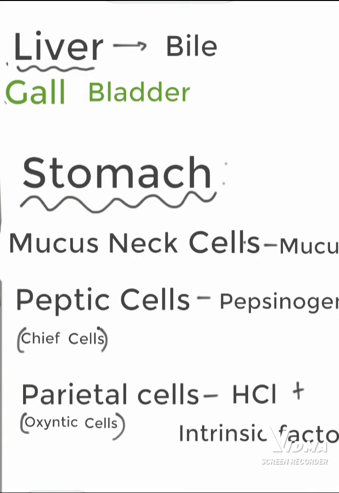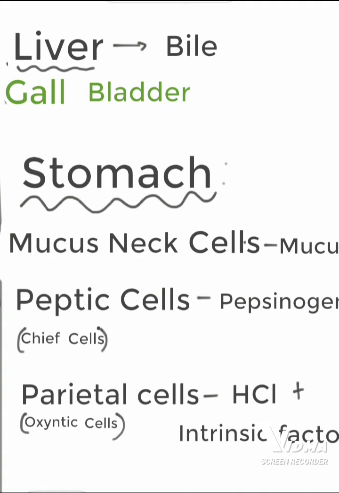Bile does not have any enzyme. It has two pigments called bilirubin and biliverdin. This bile helps in the emulsification of fat, that is, breakdown of larger fat molecules or globules into the smaller forms. The bile which is secreted by the liver is stored and concentrated by a muscular bag called gallbladder.